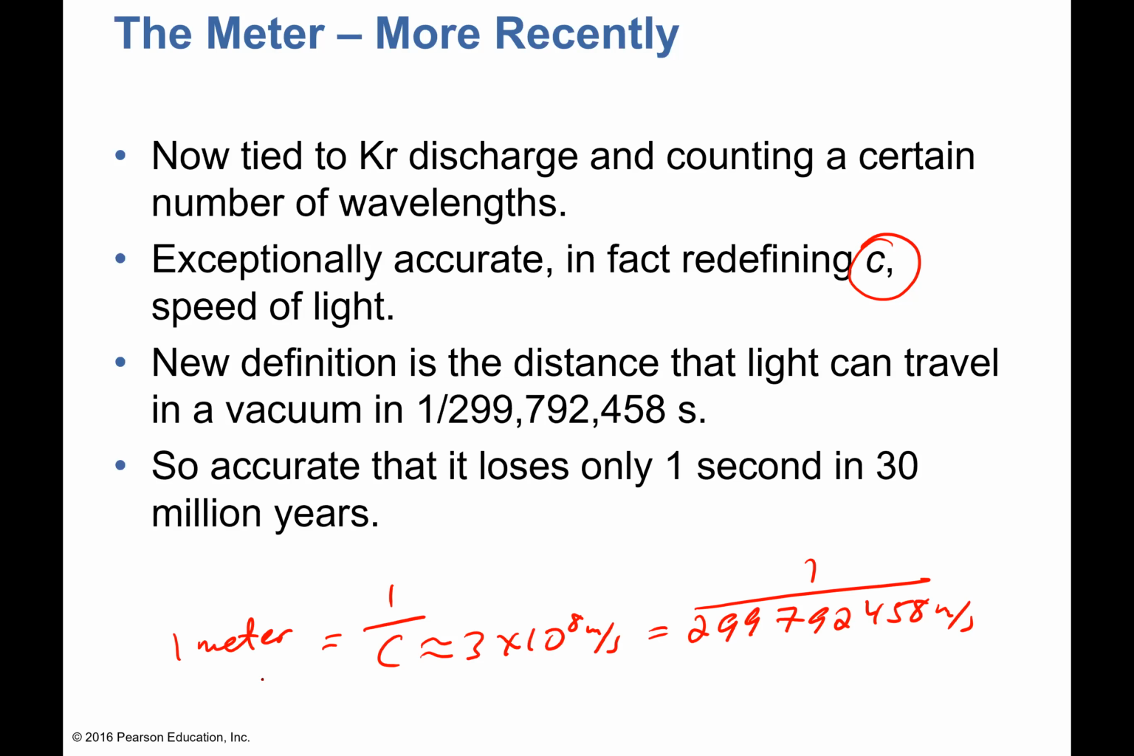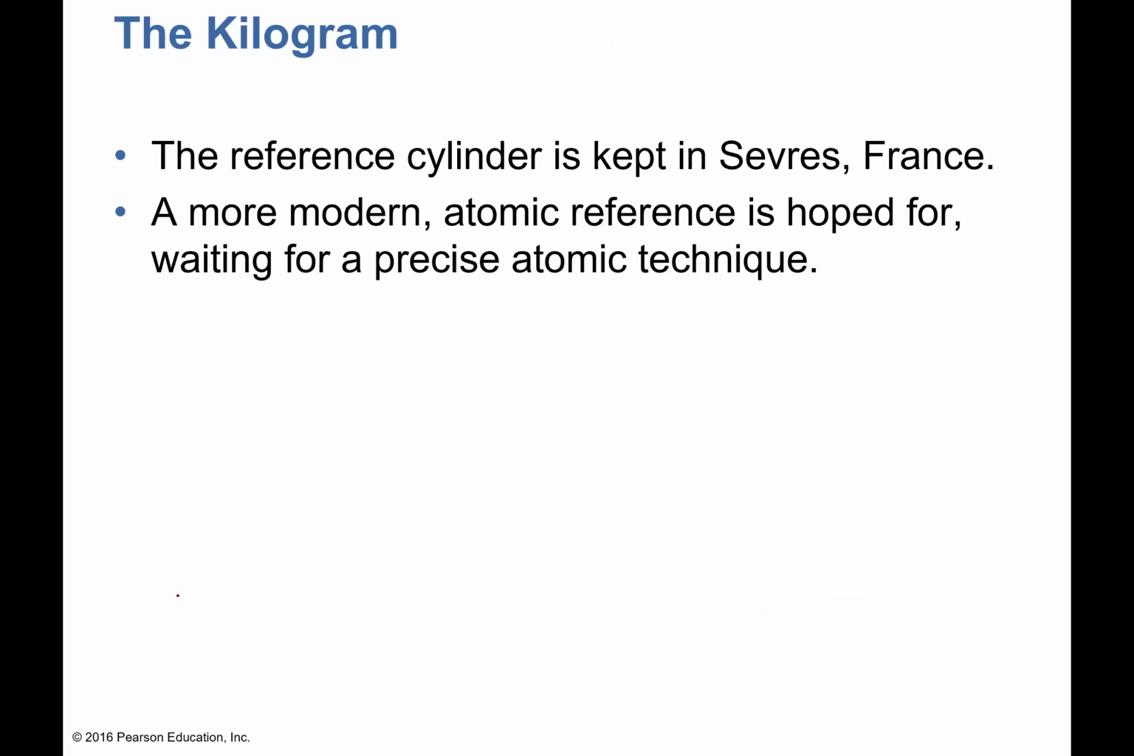Okay, so that's what we consider to be 1 meter. You can see it's so accurate that it loses only 1 second in 30 million years. So that means we don't have to worry about this anytime soon. Same thing with the kilogram.